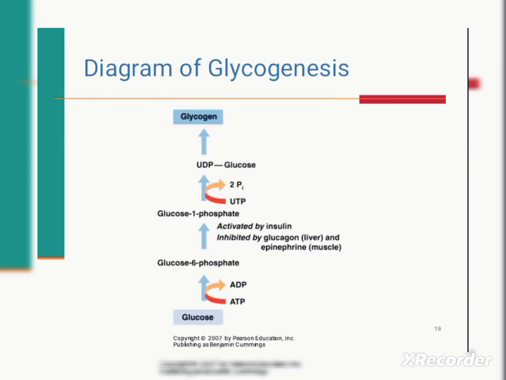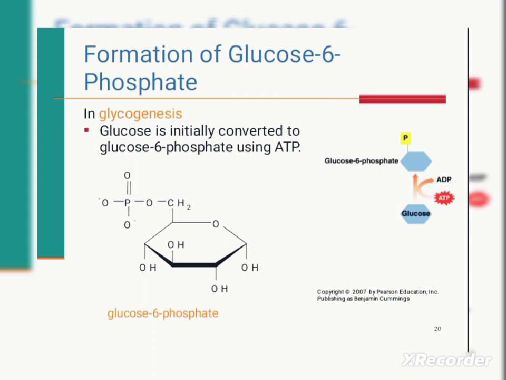Diagrammatically, glycogenesis is the reverse cycle of glycolysis, where glucose is converted to glucose 6 phosphate, then glucose 1 phosphate, then glycogen forms. It is stimulated by insulin and inhibited by glucagon in the liver and epinephrine in muscles, where UTP and glucose are required. ATP and ADP energy are also required.